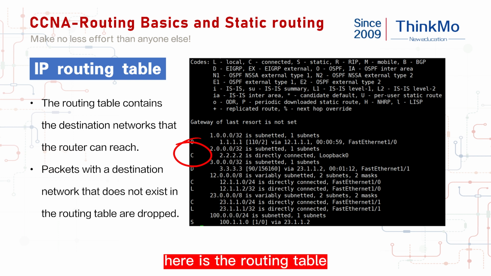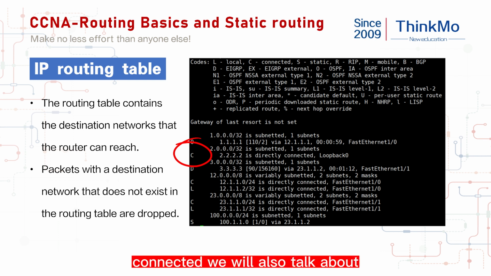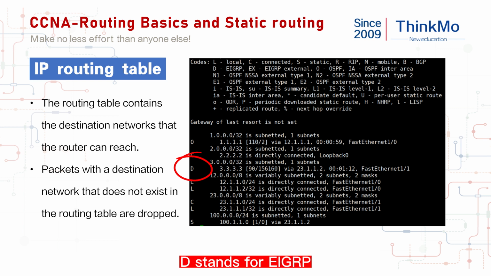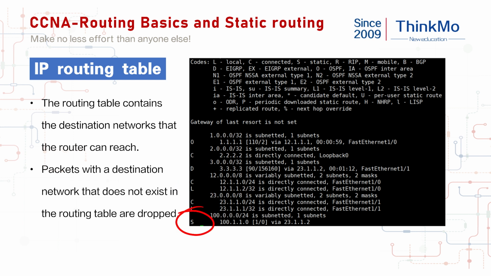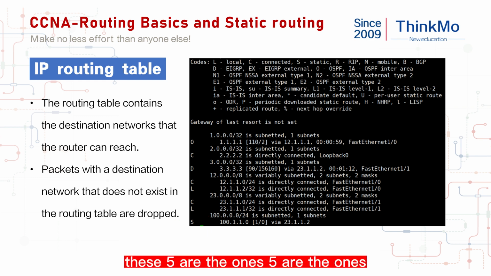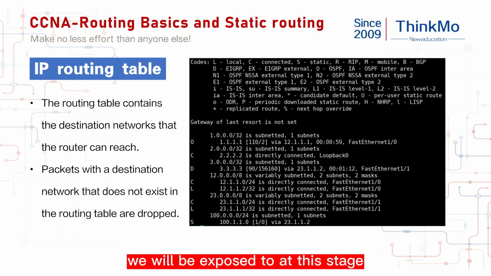Here is the routing table. Then in this table, there are a few important points that need everyone's attention. OSPF we will talk about in NA. Connected we will also talk about. D stands for EIGRP. We will also talk about this. L stands for local. S stands for static. These 5 are the ones we will be exposed to at this stage.